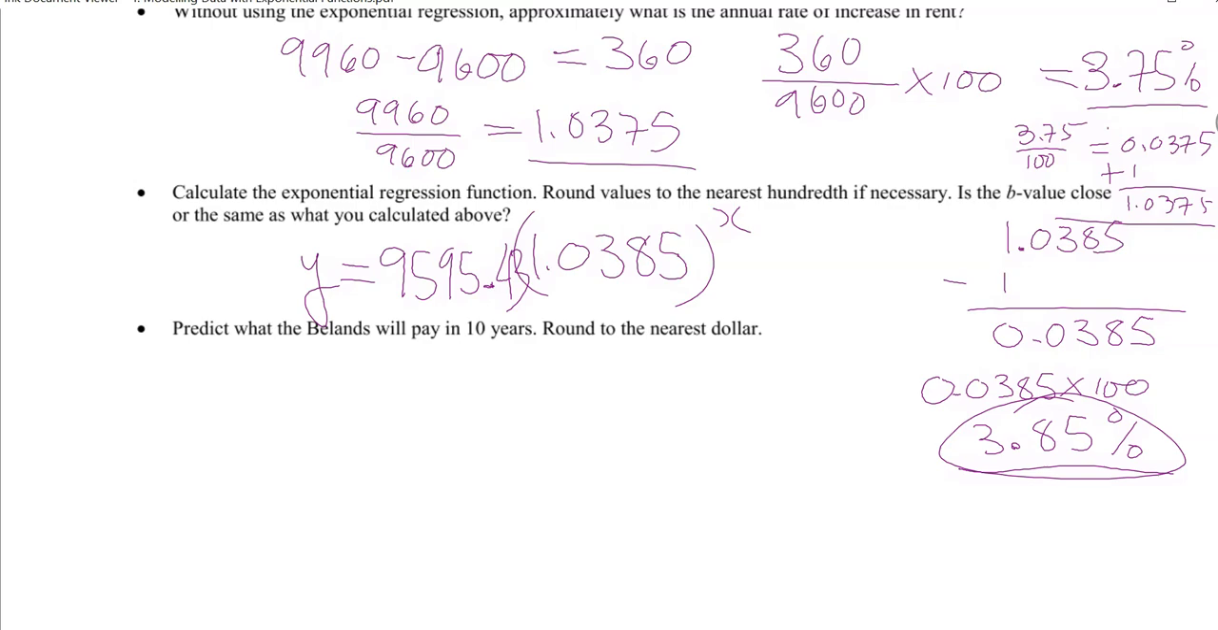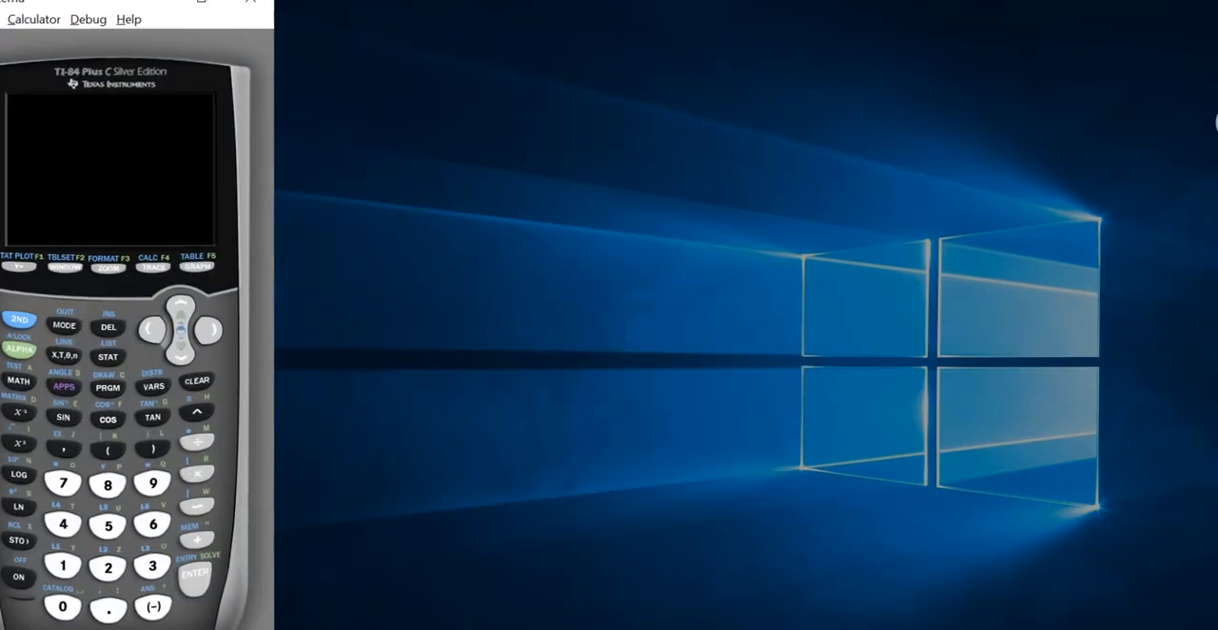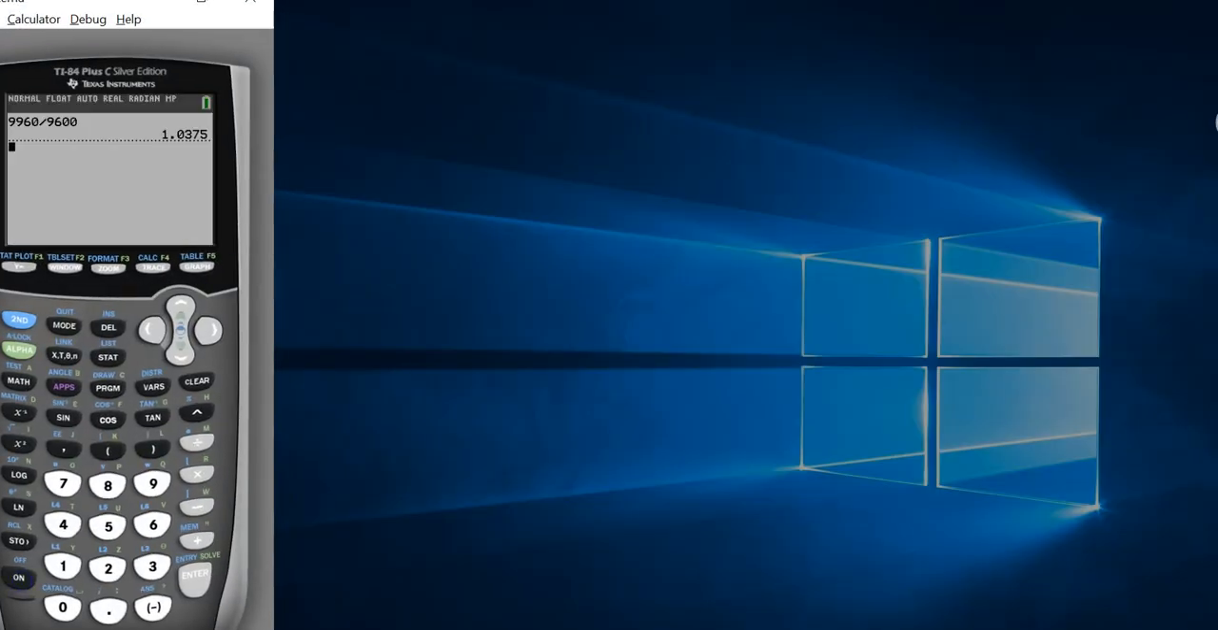What will they pay in 10 years? Okay, let's go into here, turn that on. So let's set a window. So 0 to 15 will work, right? That'll take us to 15 years. But it's like $10,000 range.